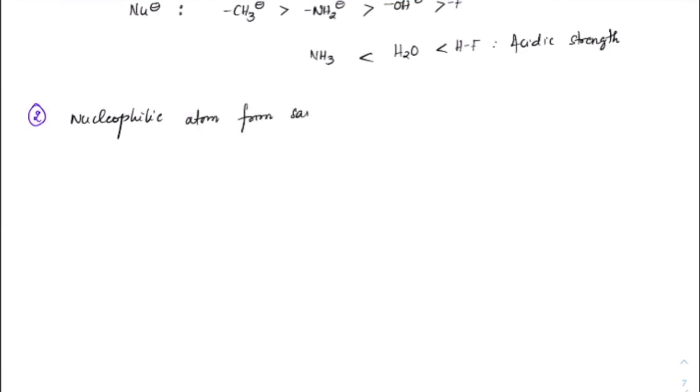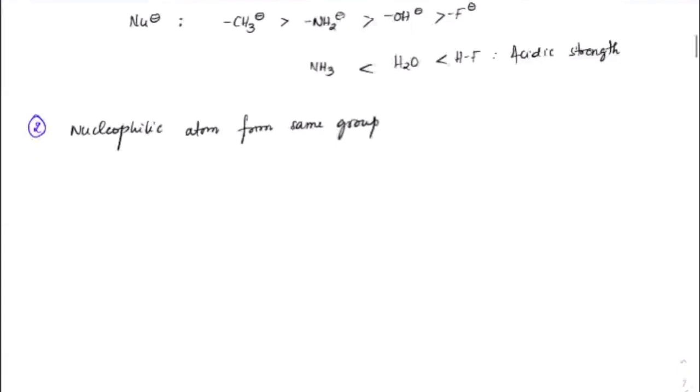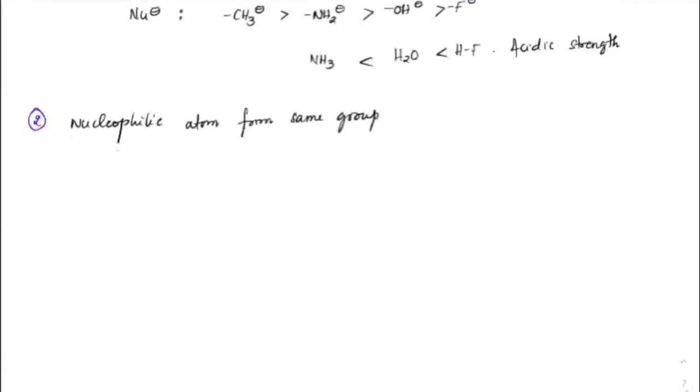And the second one, what you need to check is the nucleophilic atom from the same group. So if you go down the group here, how do we need to perceive it? See, the attack, what is happening, right?